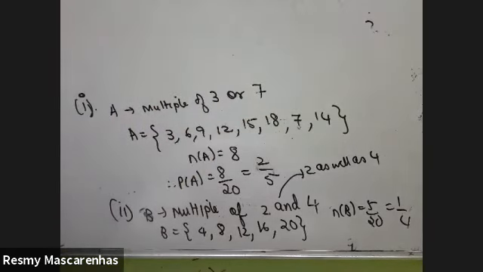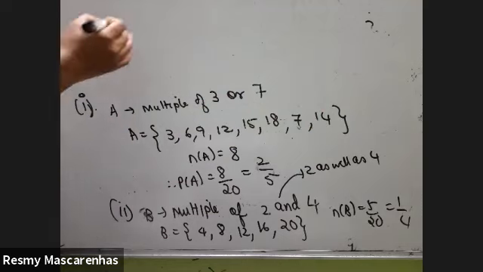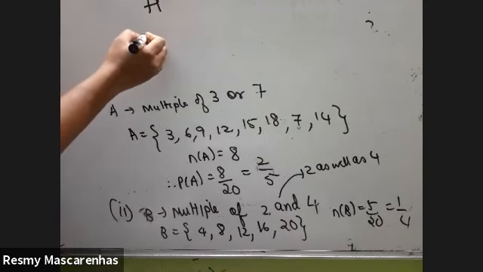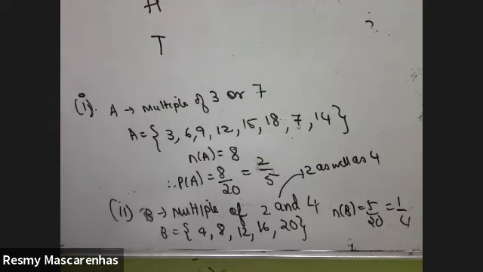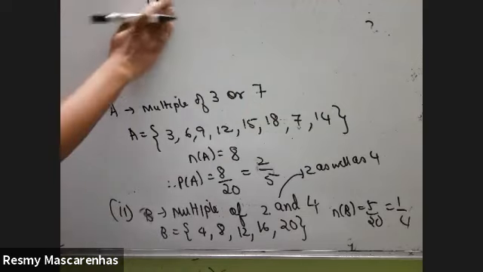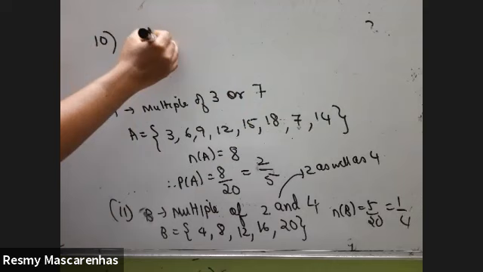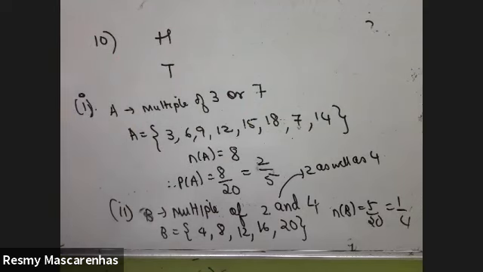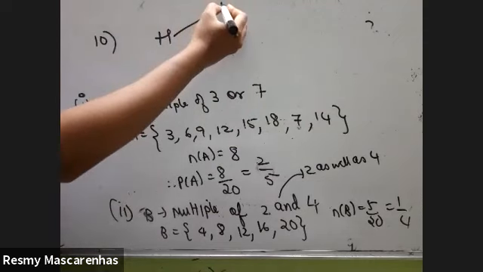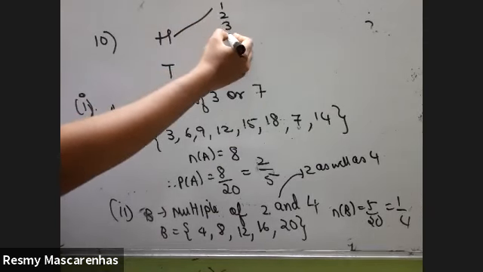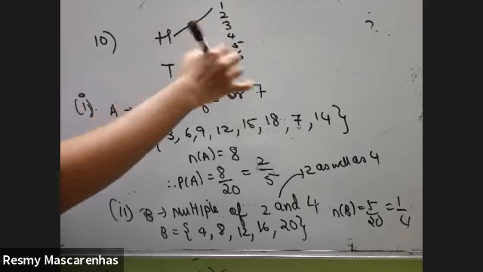Tenth one, a coin is tossed. Of course, when a coin is tossed, there are two options, head or tail. If a head comes up, a die is thrown. So if a head comes up, we have to do the second experiment. When a die is thrown, you could get 1, 2, 3, 4, 5, 6.